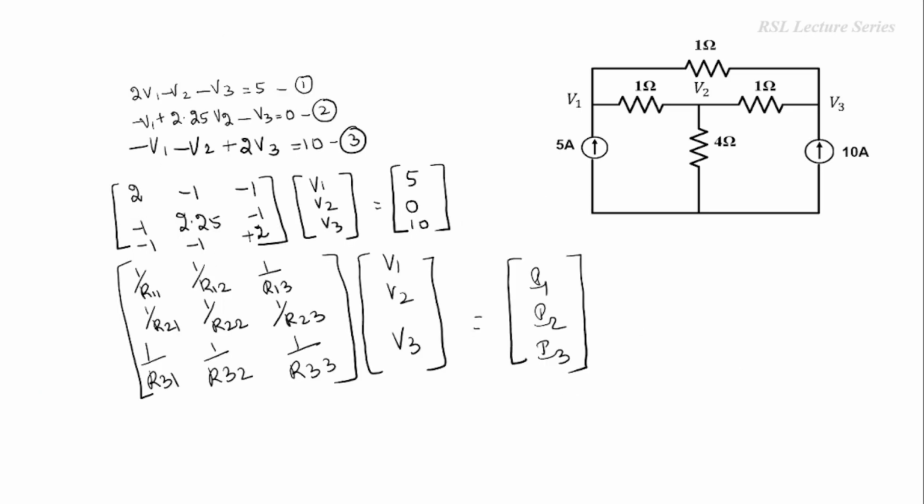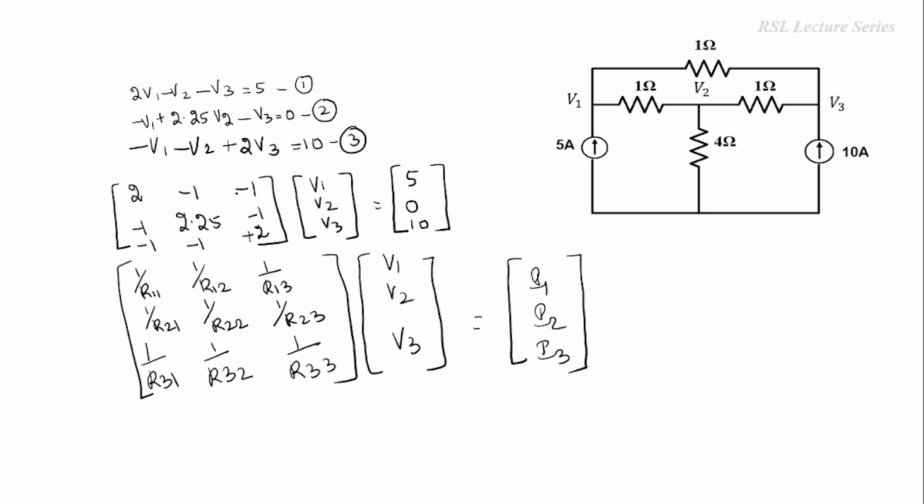So these are the three equations we have obtained so far. That is 2V1 minus V2 minus V3 equal to 5, the node 1 equation. Minus V1 plus 2.25 V2 minus V3 equal to 0, the second equation. And node 3 equation, minus V1 minus V2 plus 2V3 equal to 10. So these are the three nodal equations. So now we can write these three equations in the matrix form.